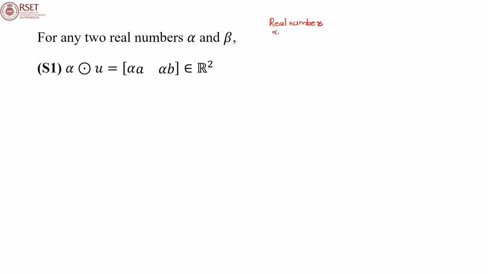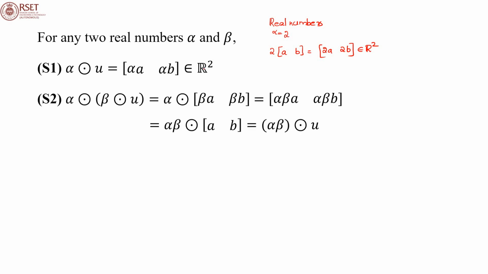So for any scalar alpha, say alpha is equal to 2 for example, 2 times (a, b) is (2a, 2b), right? Which is again an element of R2. So for any scalar alpha in general, alpha dot u is (alpha a, alpha b), which is an element of R2. So the closure under scalar multiplication is being satisfied.